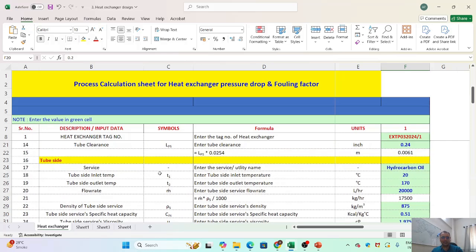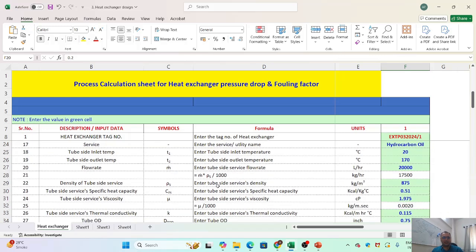Now similarly, as we did in shell side, there is a liquid on tube side as well. So here there is a carbon hydrocarbon oil, which is a colder liquid, by the way. So you can see that the outside temperature of this tube side hydrocarbon oil is 170. So the temperature is being risen. So it is being heated from 20 to 170 degrees. Similarly, you have to enter the flow rate. So what is the flow rate of the tube side which you want to pass?